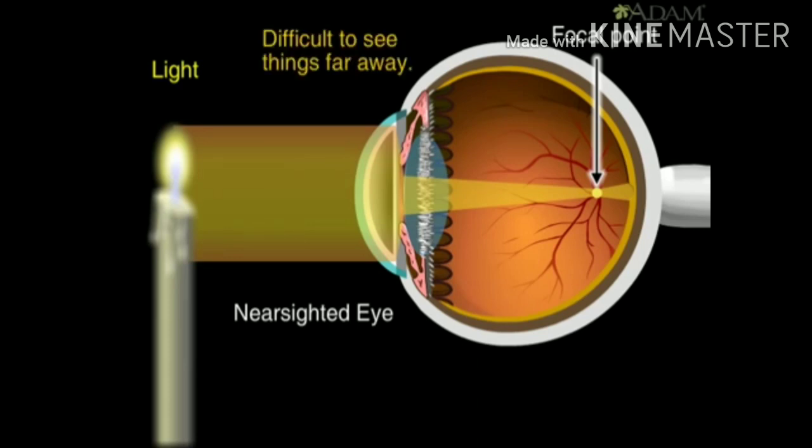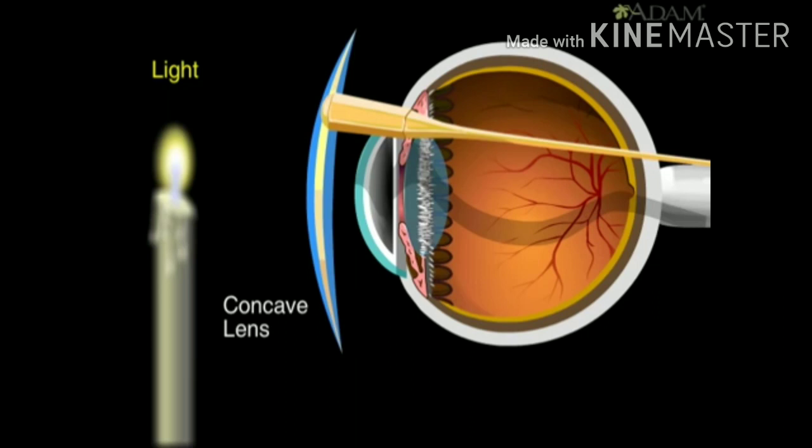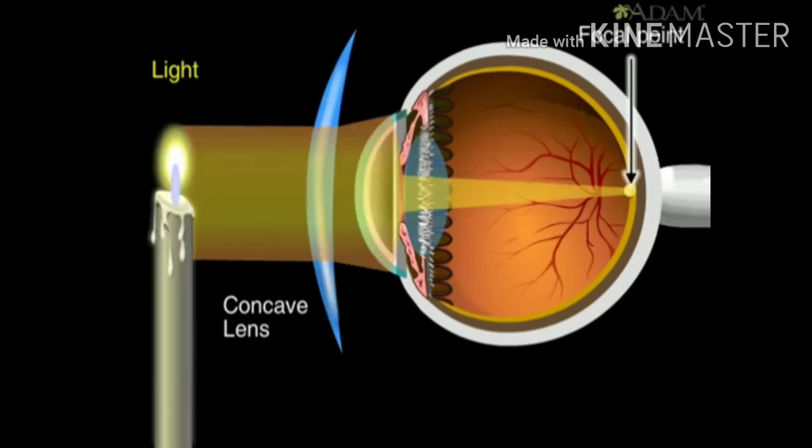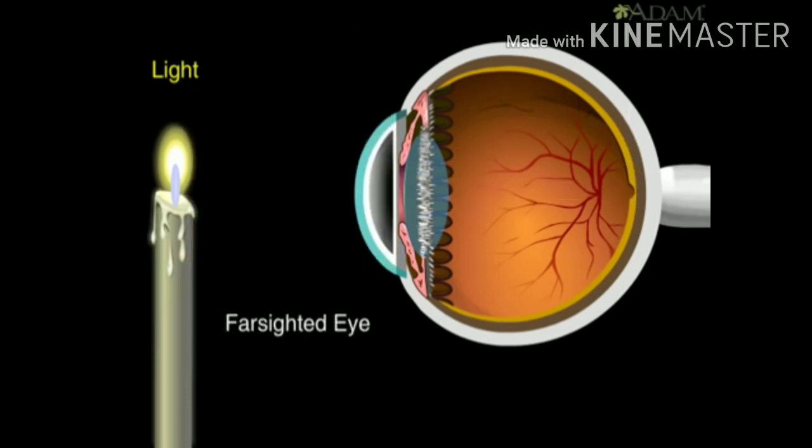This makes it difficult to see things that are far away. A person with a long eye is said to be nearsighted. Glasses with concave lenses can correct nearsightedness. The lens widens the plane of light coming through the cornea. That pushes the focal point back onto the retina.